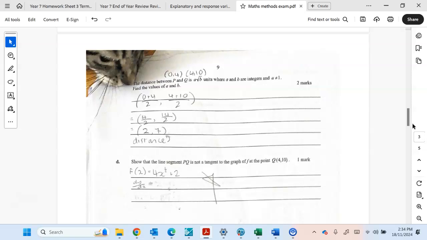All right, the distance between P and Q is A root B units, where A and B are integers and A cannot equal 1. Find the values of A and B. All right, so looks like you've used the midpoint formula, and I'm wondering why you would use the midpoint formula. So the distance formula just comes from Pythagoras' theorem. So if you've got 2 points, let's call them x1, y1, and x2, y2, your distance formula is using Pythagoras.